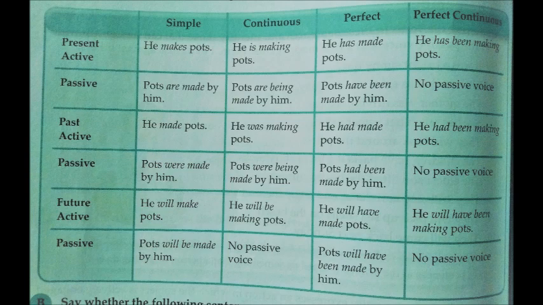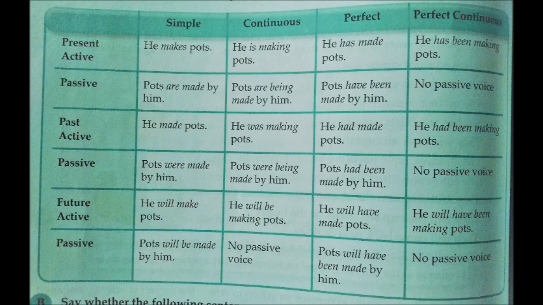Simple past active sentence is: he made pots. Passive of simple past: pots were made by him. Past continuous: he was making pots. Passive sentence of past continuous: pots were being made by him.